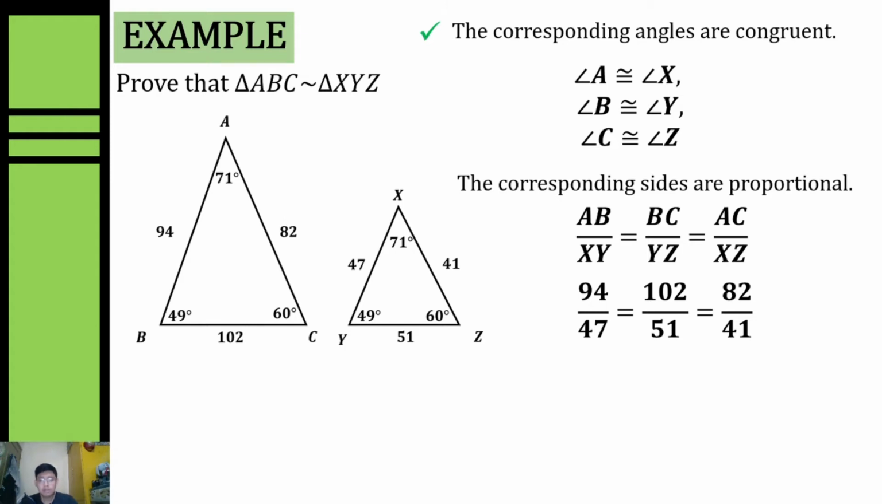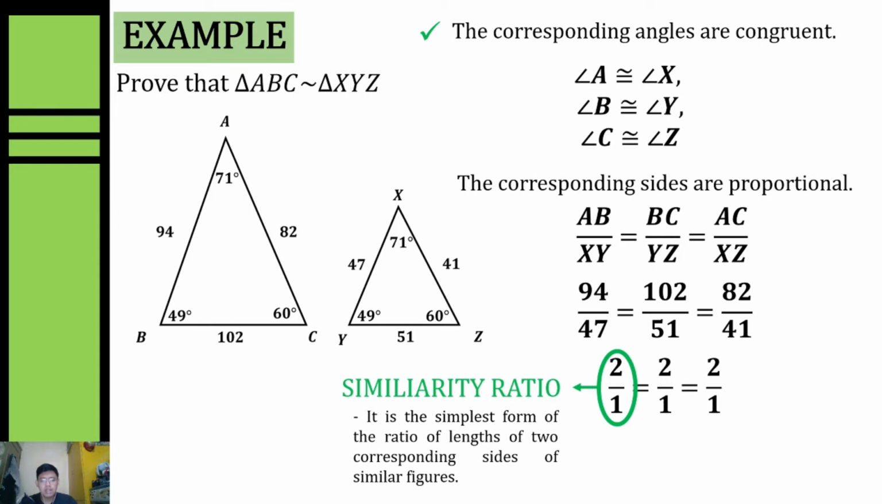Now, let's simplify each fraction and observe if they will be equal to each other. We will end up with 2 over 1 is equal to 2 over 1 is equal to 2 over 1. So we can say that they are proportional. And this fraction is called the similarity ratio. It is the simplest form of the ratio of lengths of two corresponding sides of similar figures. Since we have equal similarity ratios, we can say that it satisfies this condition.